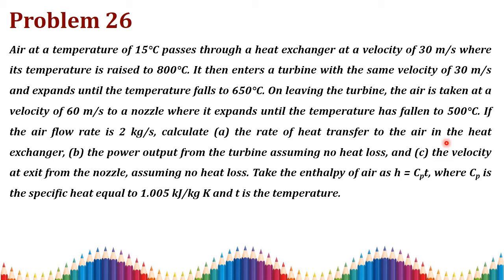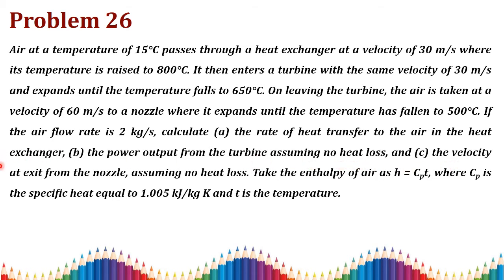So we need to find the rate of heat transfer to the air in the heat exchanger, that is dq by d tau. In the second case they are asking for the power output from the turbine, that is dWx by d tau. Considering that in the turbine there is no heat loss, dq by d tau is 0 here.